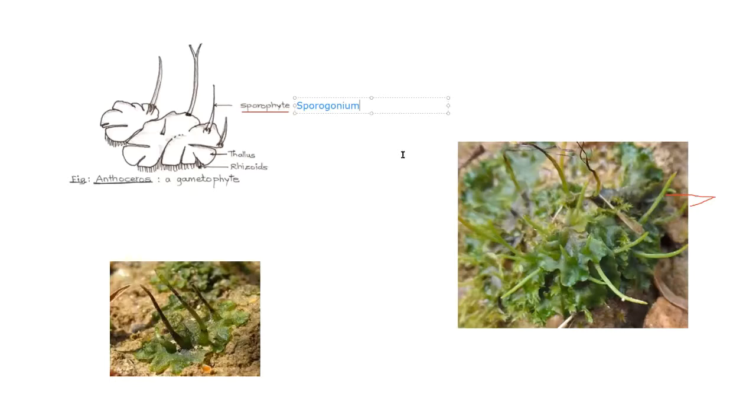At the base of each sporogonium, that is sporophyte, there is a collar-like structure, which is a part of the gametophyte and not the sporophyte. Please try and understand this particular portion. This portion I'm talking about is a collar-like structure and it is referred to as involucre. Remember, it is a part of the gametophyte and not that of the sporophyte.